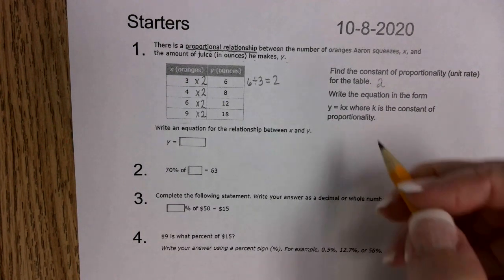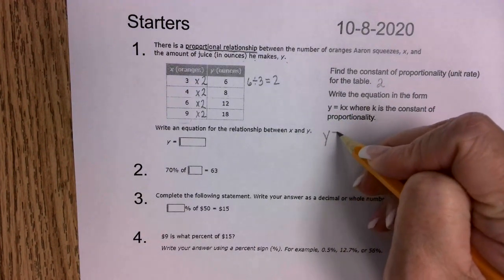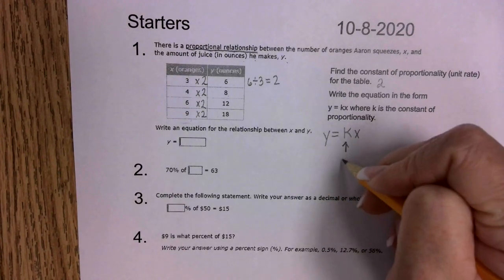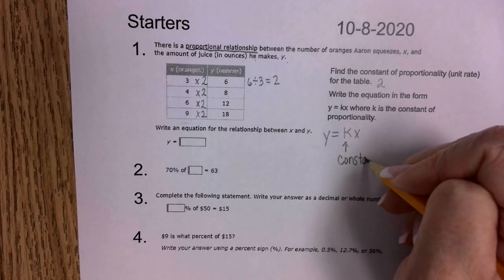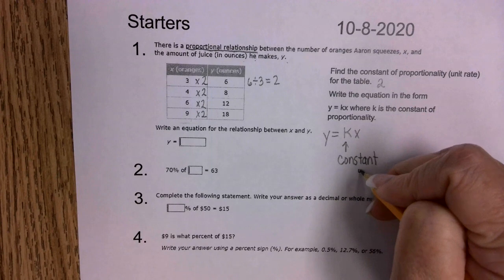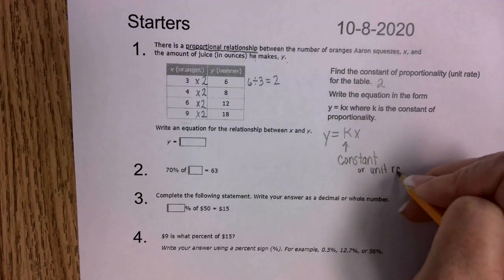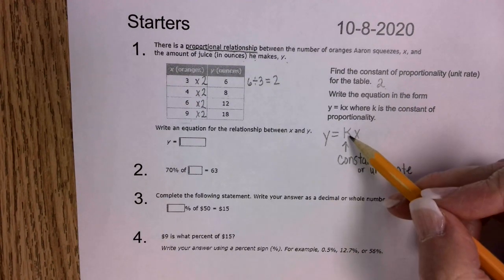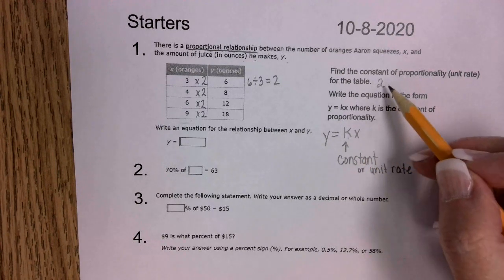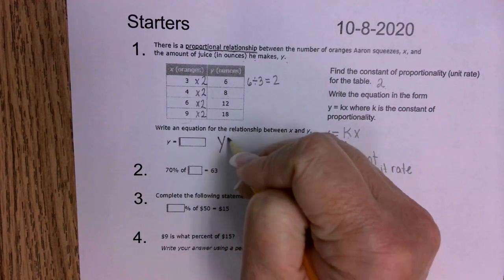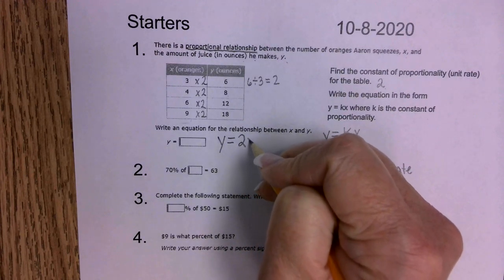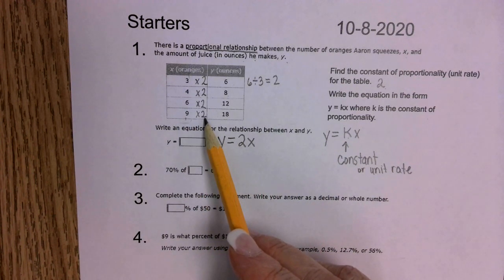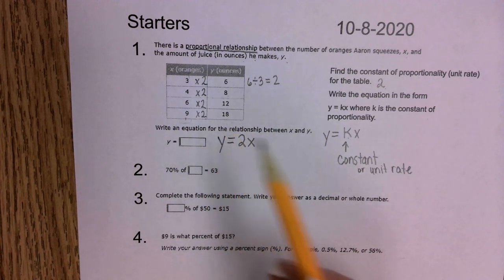So when we're going to write our equation, it has to be in the form y equals k times x, where that k is our constant, or our unit rate. And in this one, the constant of proportionality is 2. So we're going to replace that k with the number 2 because that is our constant. So it's going to be y equals 2 times x. So whatever I have in my x column, if I multiply it by 2, I'll get what's in my y column.